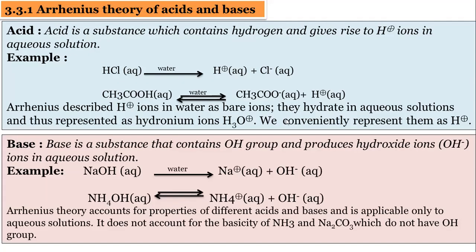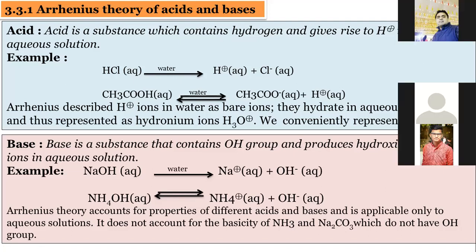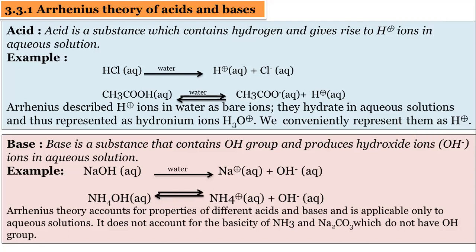Then I am coming to the theories of acids and bases. Arrhenius theory, 2 marks question. If the question is asked, it will be asked for 2 marks. Explain Arrhenius theory of acids and bases. We have to write the definition of acid and the definition of base. And if the example is given, it is well and good.